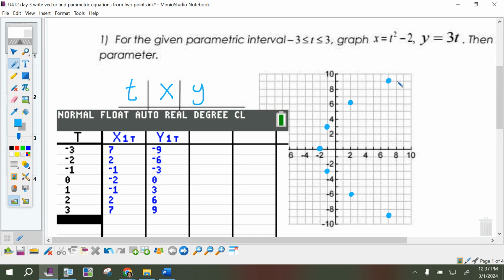And because this is a parametric equation, the order of the points being graphed matters. So when I connect my points, technically you can connect the dots, whatever's most comfortable for you. I think it's easier for me to draw them. Close enough. But we got to see that this was the first point at 7, -9, and this is the direction our graph is traveling in as t goes from -3 to 3.